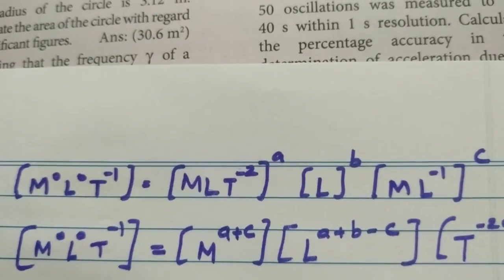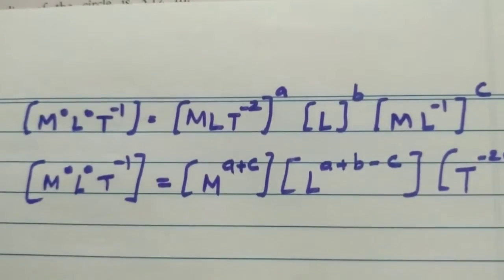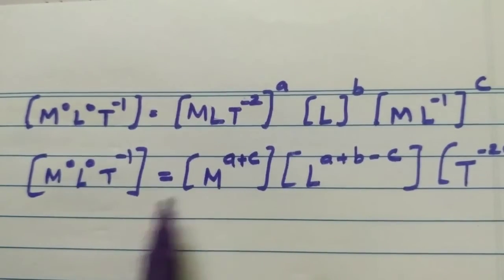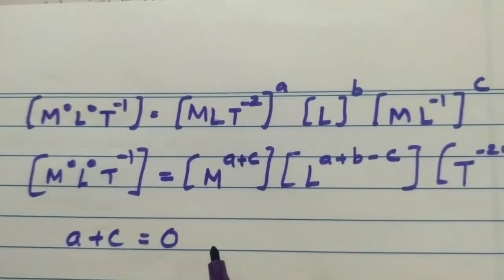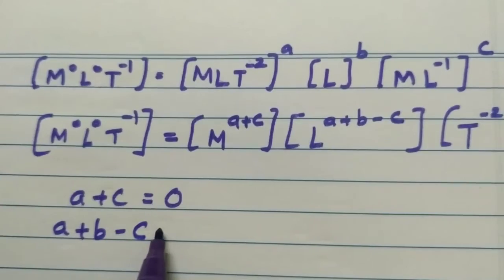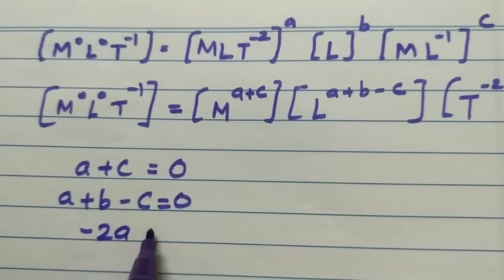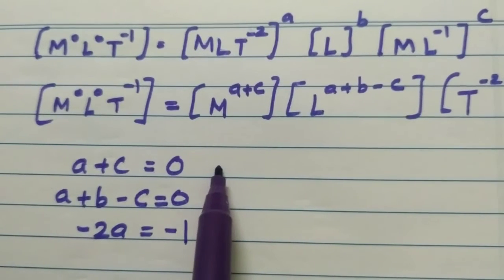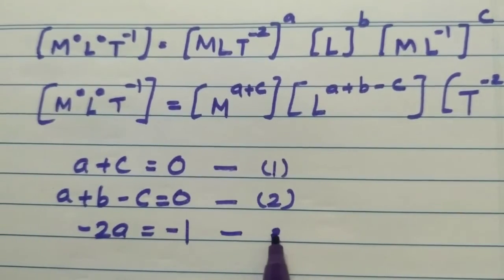Now we are going to compare the powers of M, L and T. Right? So comparing the power of M on both the sides, it is A plus C is equal to 0. Then A plus B minus C is equal to 0. Then minus 2A is equal to the power of T, which here is minus 1. So minus 1. So let us put these three equations as equation number 1, 2 and 3.